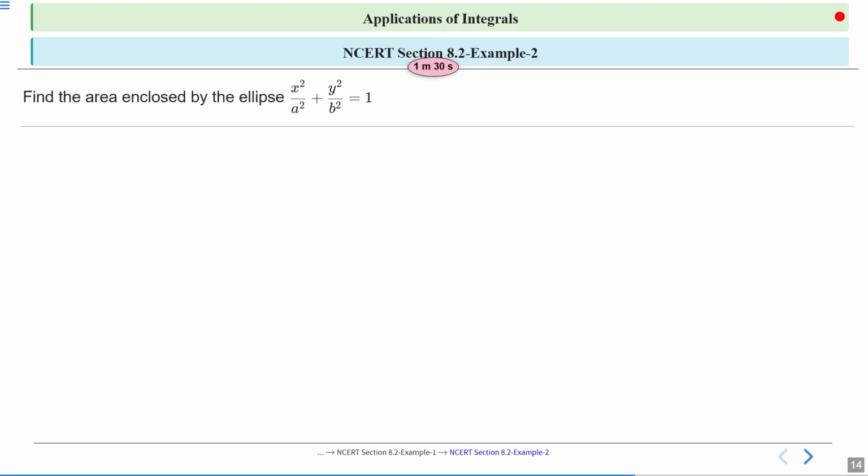So when we take a horizontal strip, the limit is for x, and when you take the other, so just at first draw the ellipse and try to solve this question.